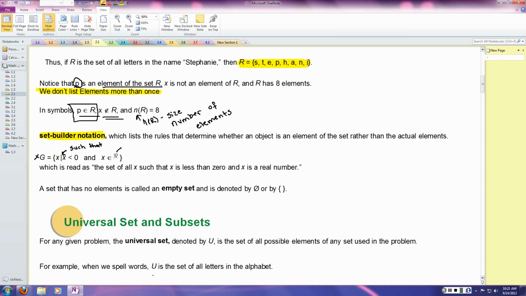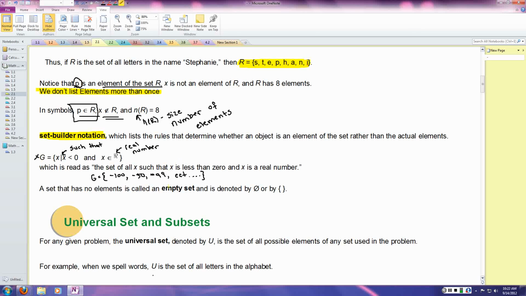This is the notation for a real number. If I was to list the elements in G, it might look like negative 100, negative 50, negative 99, etc. There are infinite elements in this set. So set builder notation is really a better way to write it than listing out all the elements, because it's impossible to list out all the elements.